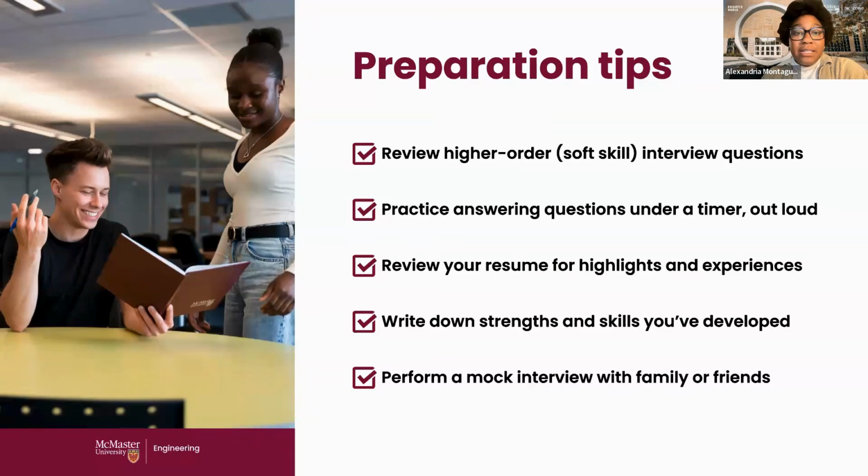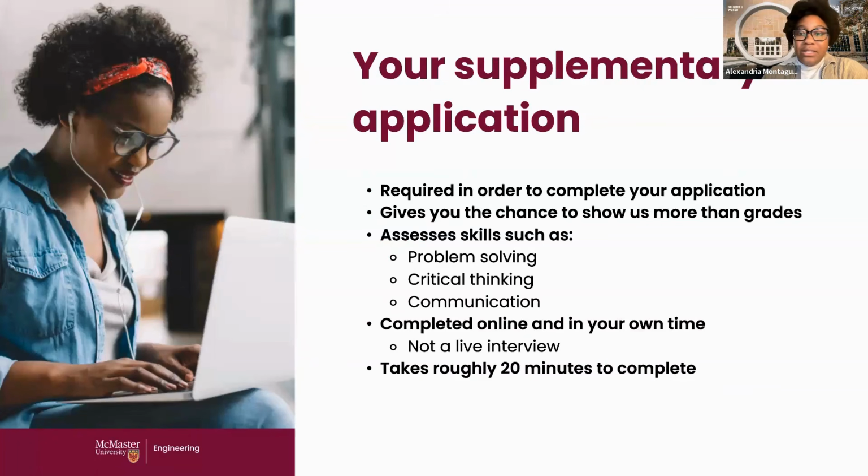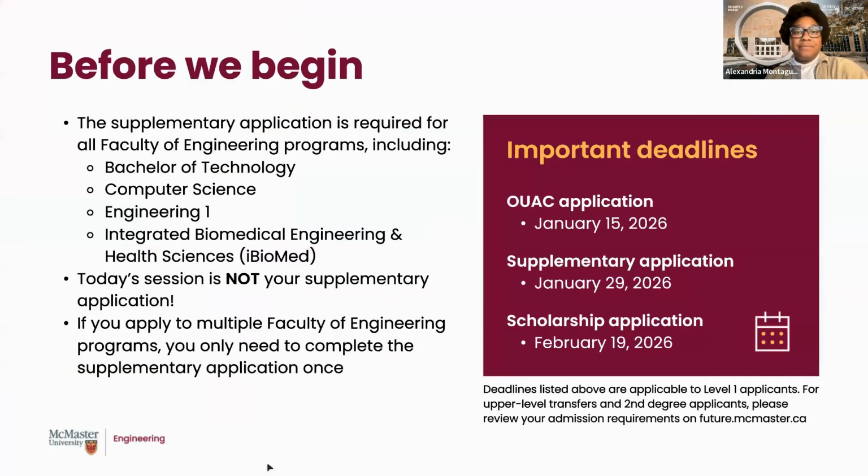And someone asked what the deadline is. As a reminder, the deadline for the supplementary application is January 29th. The OUAC application deadline is January 15th, the supplementary application is January 29th, and the scholarship application is due February 19th.